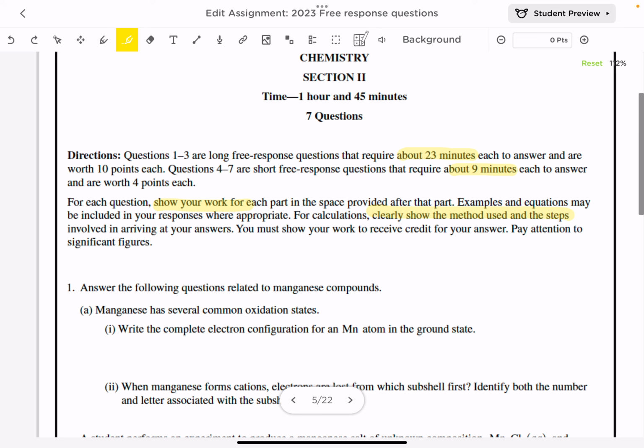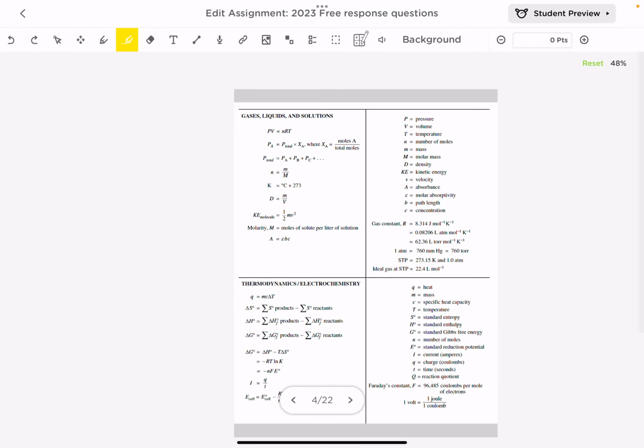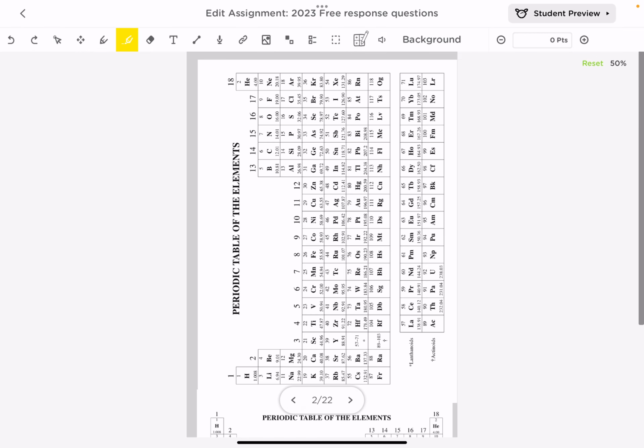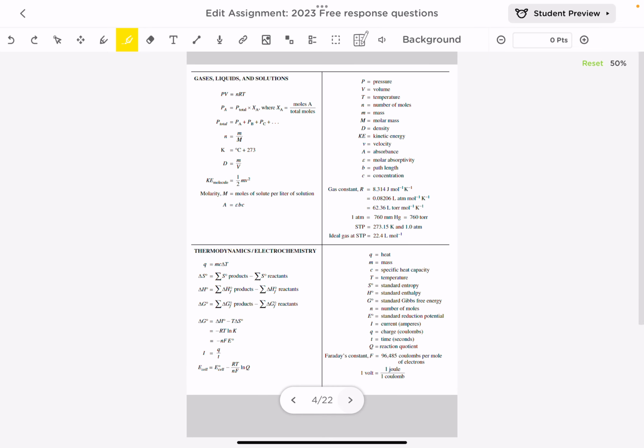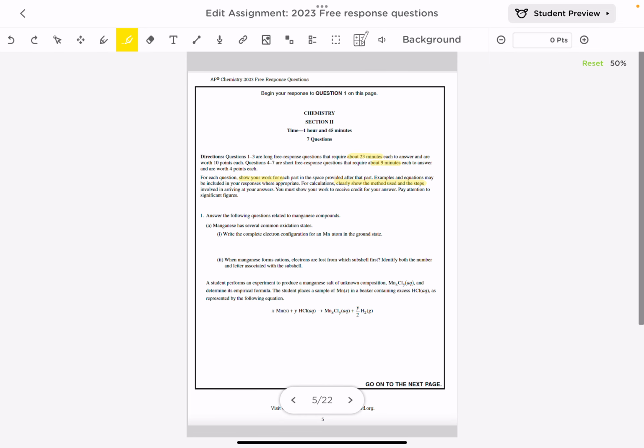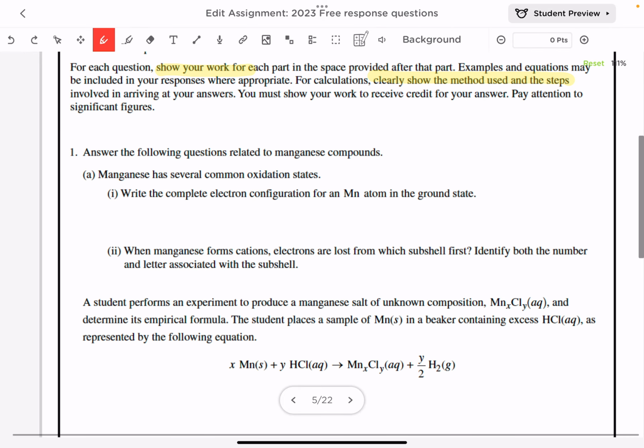Be aware that in every AP Chemistry exam, you have before the questions the periodic table, and the formula sheet that you will be using, and then the questions. So let's start. Manganese has several common oxidation states. Write the complete electron configuration of manganese atom in the ground state.